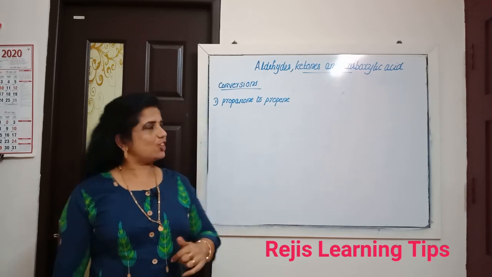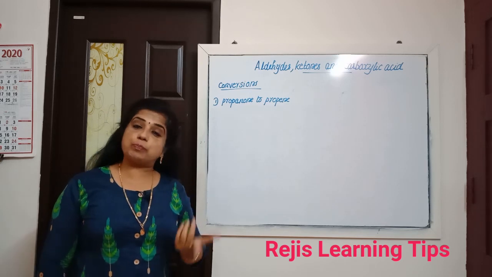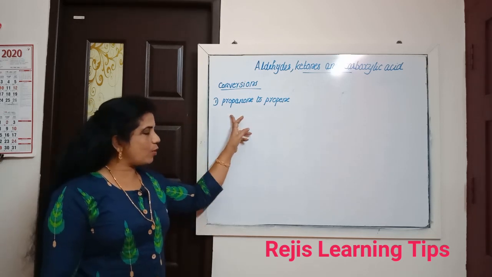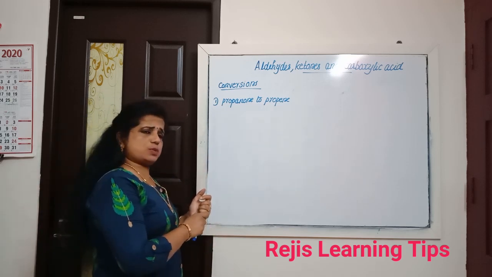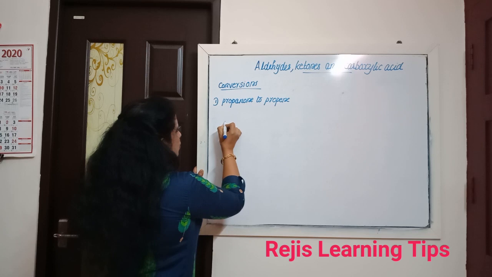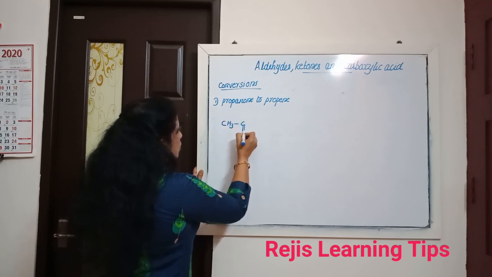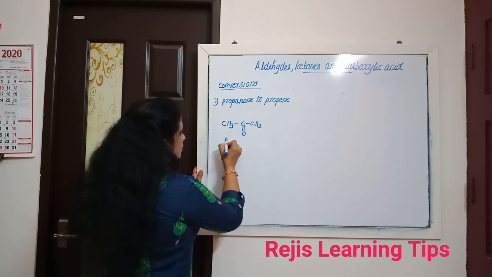Are you ready? Okay. Then first one, propanone to propene. How can we convert propanone to propene? First we should write propanone. Propanone is CH3 C double bond O CH3.